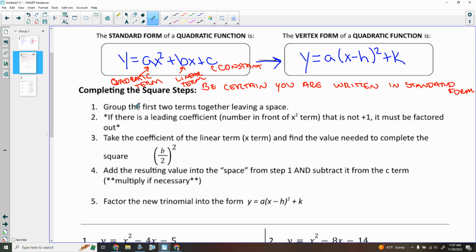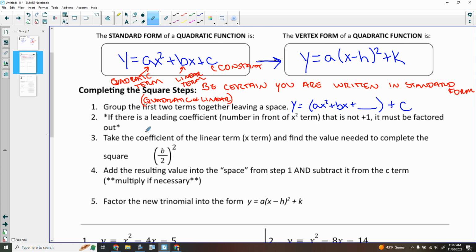So the first step would be to group the first two terms together, leaving a space. Those first two terms we're talking about are the quadratic and your linear term. What this is going to look like is you're still going to have y equals, and then ax squared plus bx plus that space, and then we close the parentheses, and then we're basically taking that constant and moving it off to the end.